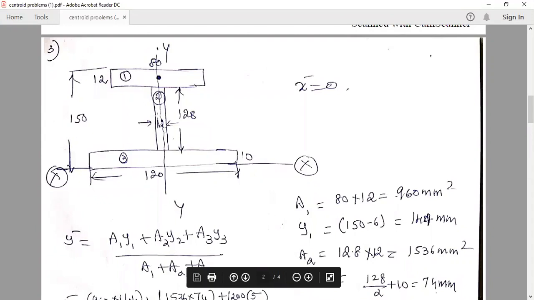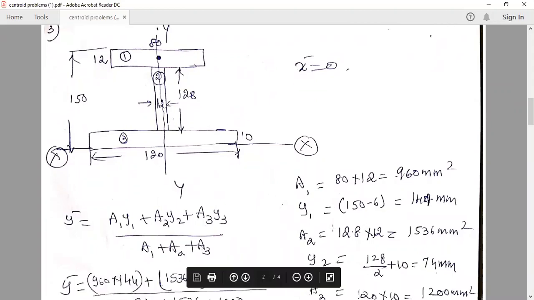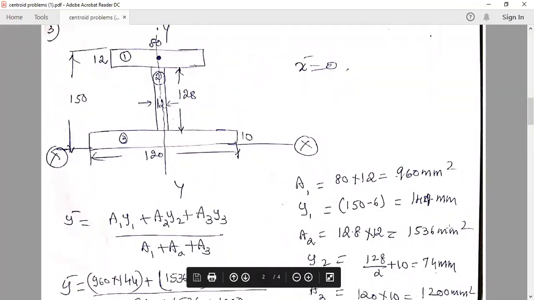Then the centroid of the second rectangle lies here. So that is 128 by 2 plus 10. Its area is 128 into 12. That is this rectangle, 128 into 12 is the A2. Y2 will be half of 128, it will lie here. I need it with respect to the x axis, where the centroid is, that is 128 by 2 plus 10, which will be 74 millimeters.